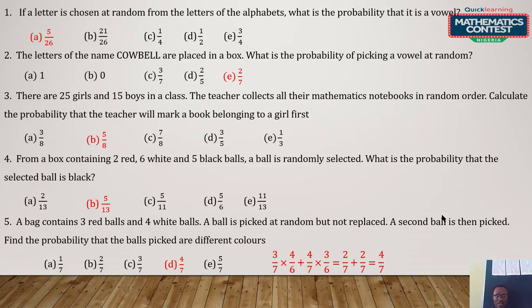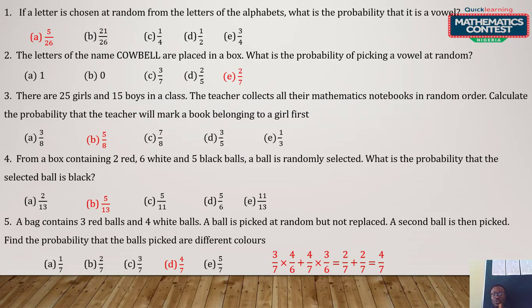So let's start with the first instance. It's possible that what was picked first was red. If it's red, it will be 3/7. Then for the second time, it will be white, which is 4. But in this case the total number of balls will no longer be 7. It will be 6 because we didn't replace the first pick. So it will now be 4/6. Take note. What I'm trying to say is it will be red before white.